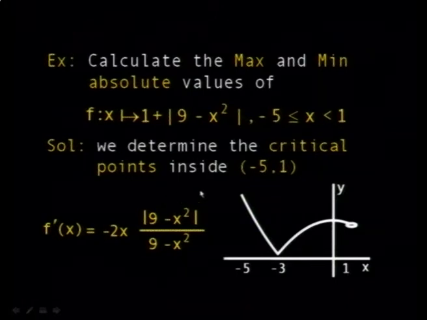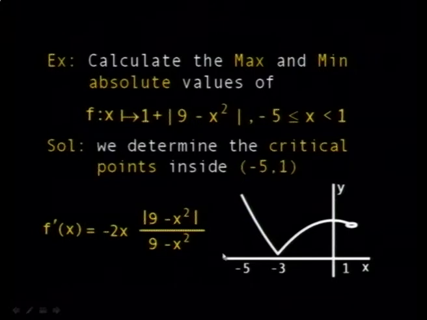So first of all, we determine the derivative, and directly here you can check the critical points. The critical points are at the point 0, lying in the domain of the function, and then the point 3 and minus 3, but 3 lies outside the domain, so it's not of interest. So you have how many points? You have the points 0 and minus 3. These are the critical points in the interval from minus 5 to 1.